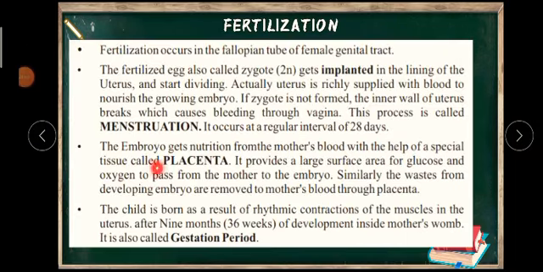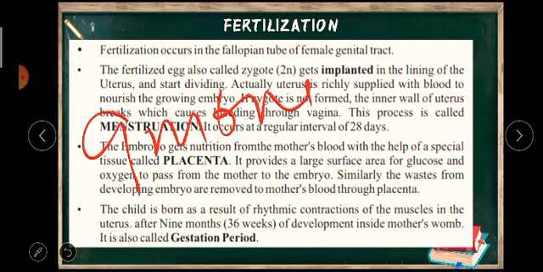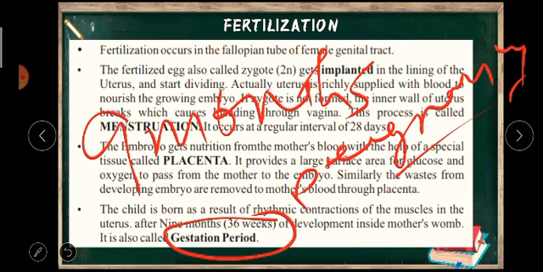So this child is going to stay for about 9 months inside the mother's womb, and it will start growing. 9 months, or you can say 36 weeks. For 36 weeks, it is going to develop inside the womb of a mother, and this 36 weeks of time that the mother experiences, which we call pregnancy, is also called the gestation period. Gestation period is nothing but the pregnancy tenure.